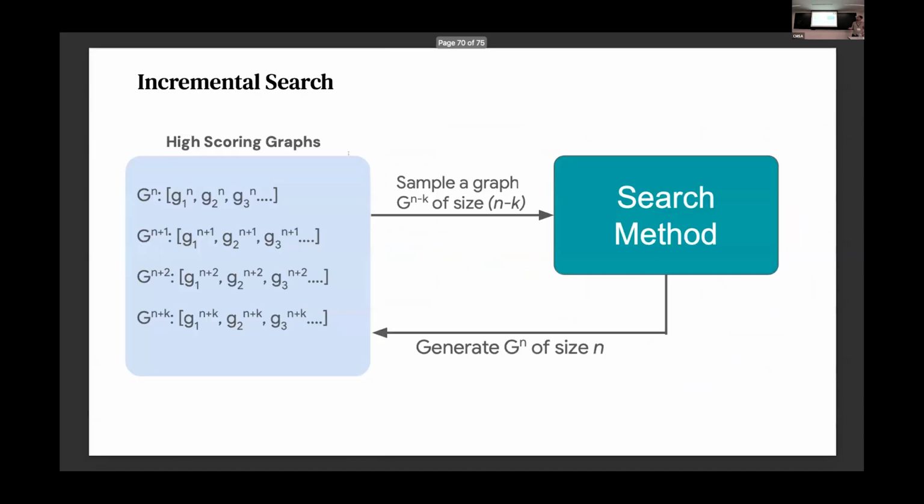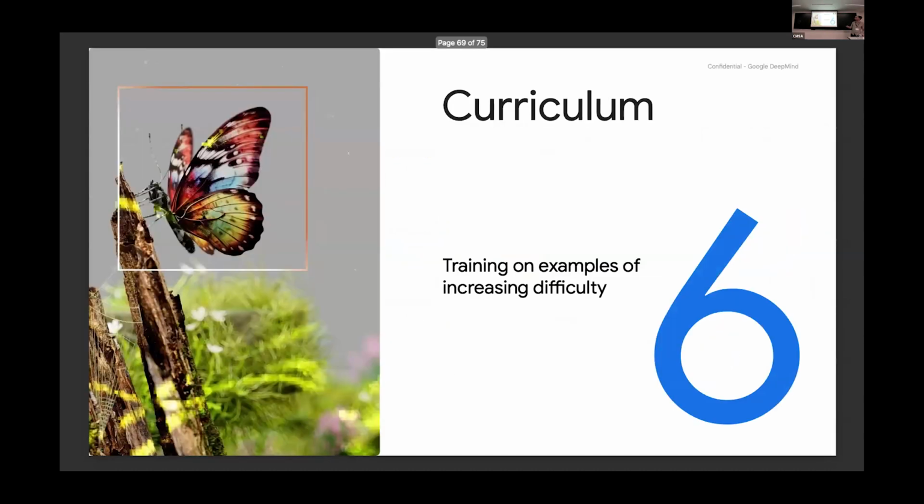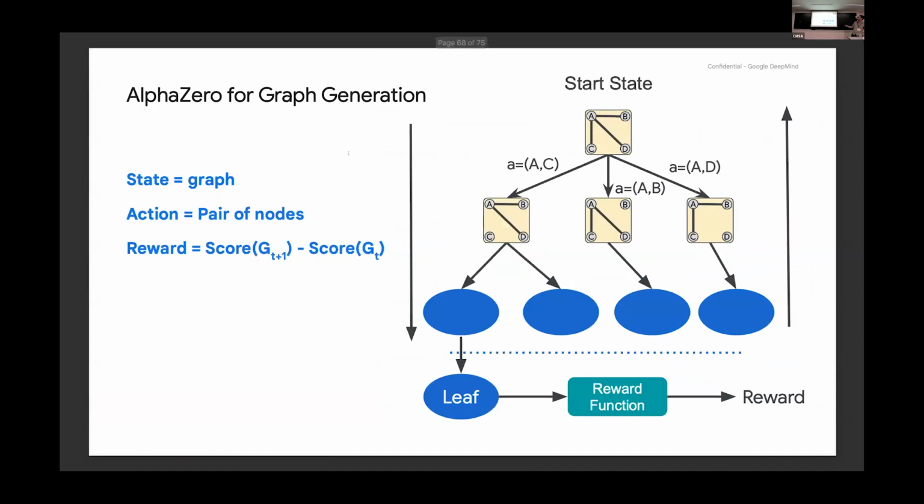No, we switch the starting state. You see, we have to have a starting state in AlphaZero. Now the question is how you choose the starting state. The first idea is always start from the empty graph of size 50, right? And then learn based on that.